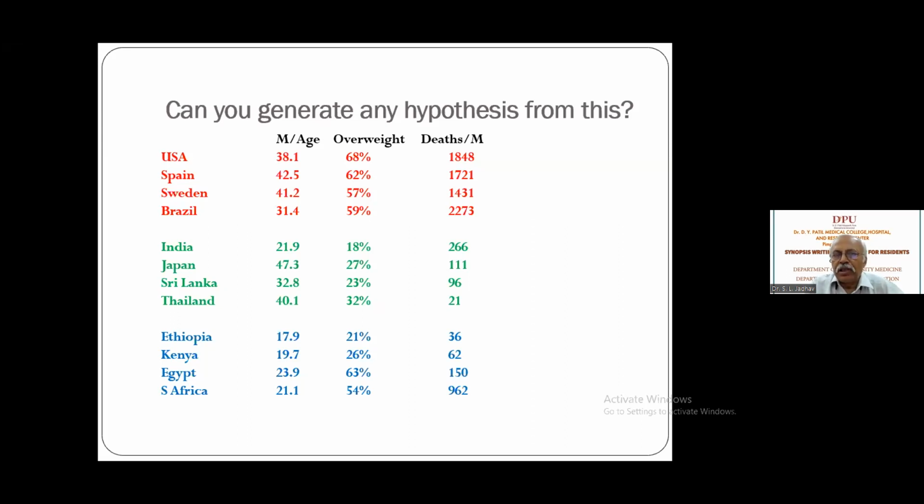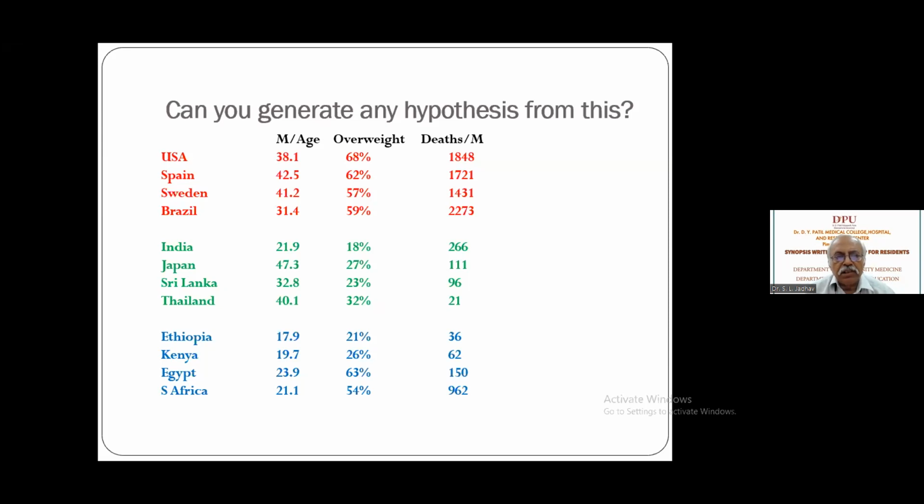What we are comparing is, we have just tabulated the median age of the countries in the first column. The second column is the overweight percentage, how much percentage of the people are overweight by BMI. And the third is the death per million from COVID. So can you form any hypothesis? Anyone? Do you see any pattern in this?